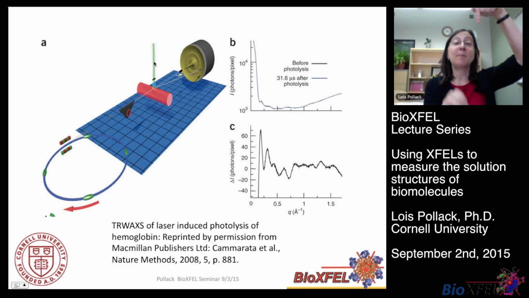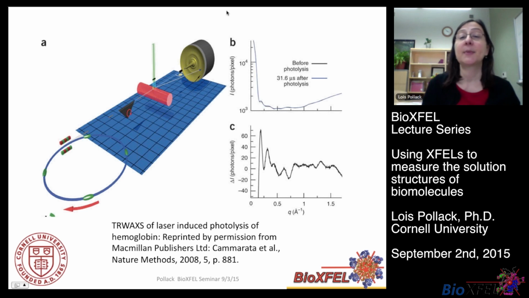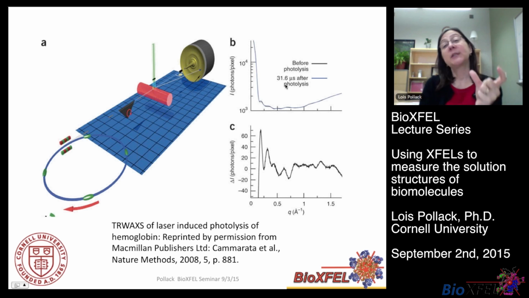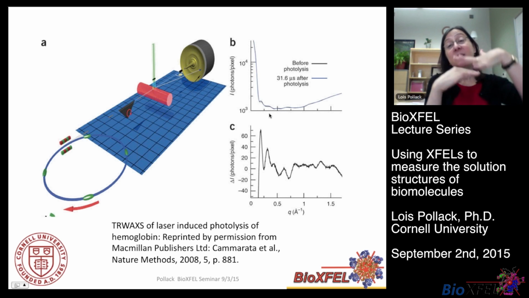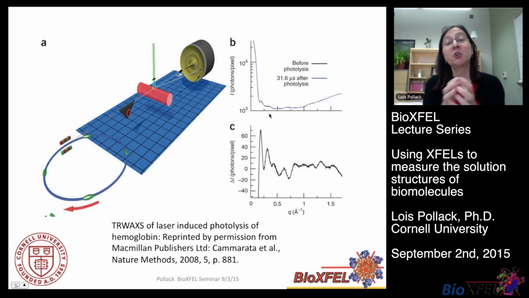So these are real-time measurements, where you're measuring for the pulse length, and then everything is collected on this detector. Again, the signals before and after the photolysis are measured. The difference signal is what's used here to interpret the structural changes for the protein.